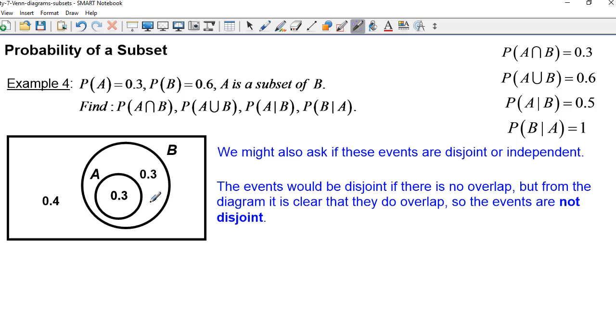So just to extend this, we might also ask if these events are disjoint or independent. So the events would be disjoint if there's no overlap. But from the diagram, it's really clear that they do overlap, so we would be able to state the events are not disjoint. They're not mutually exclusive.